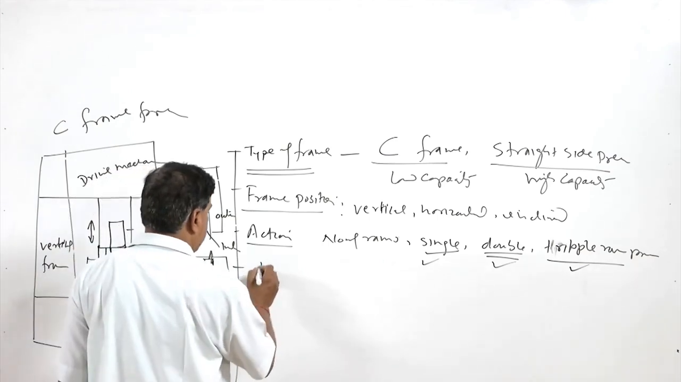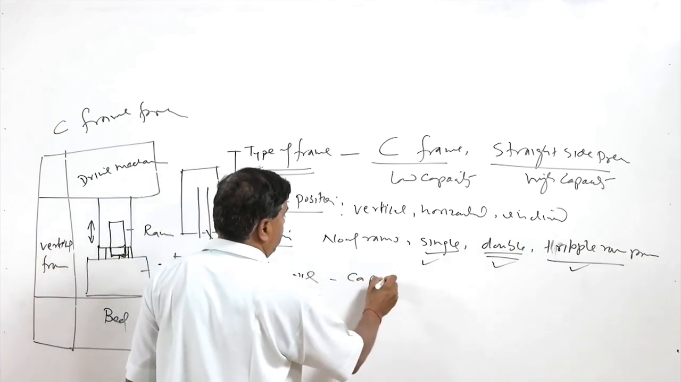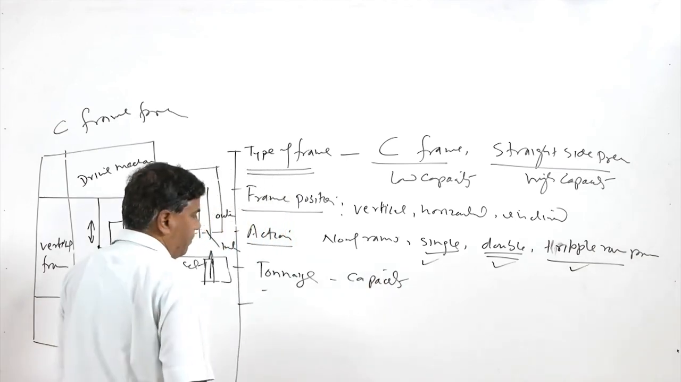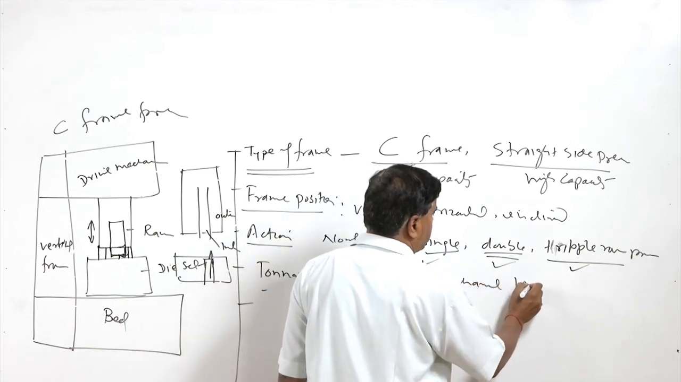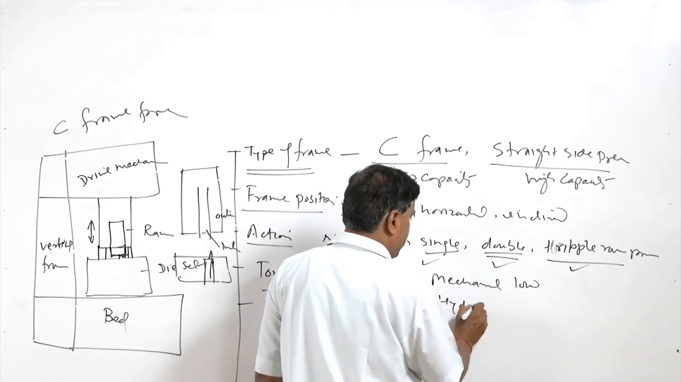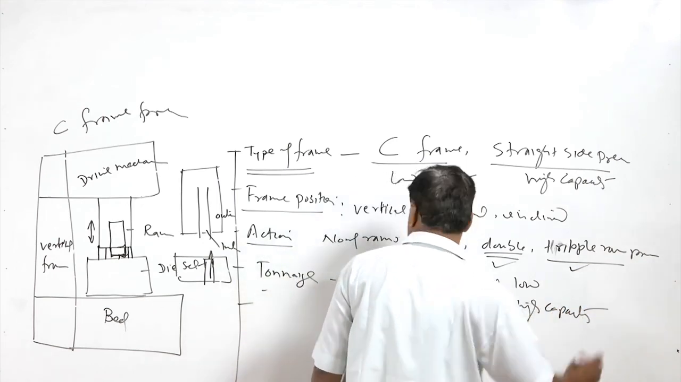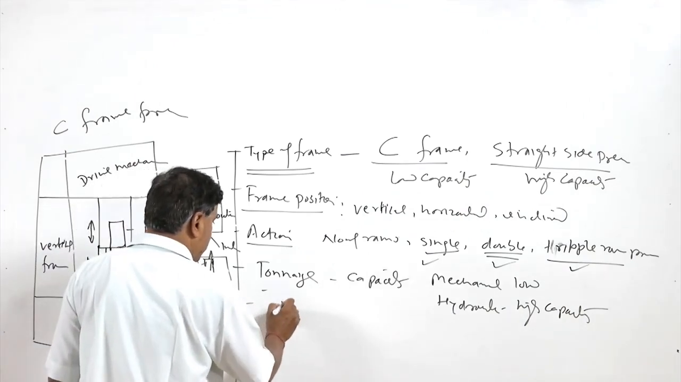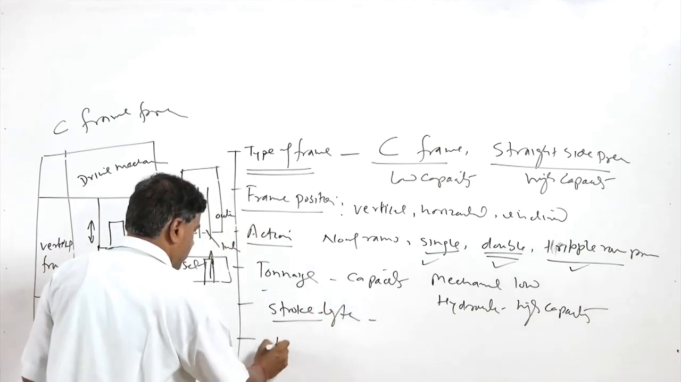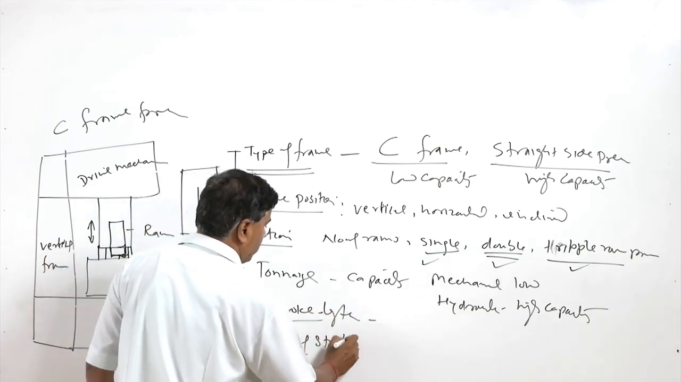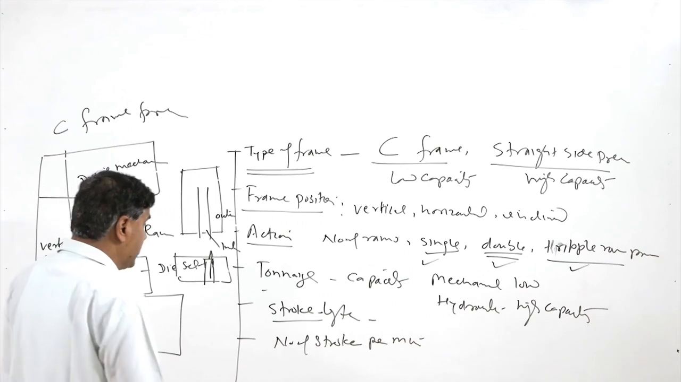Now, coming to the other classification, another factor based on which classification can be done is the tonnage. I have already explained this. It is about the capacity of the press. Mechanical presses are of low capacity, while hydraulic presses are used for high capacity. Then we have the stroke length, which I have already explained, then the number of strokes per minute, and then the shut height.